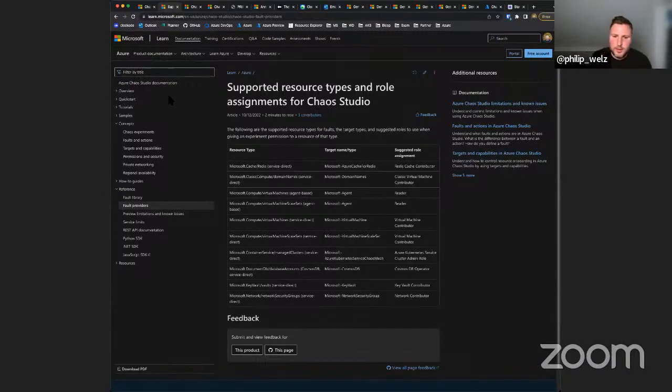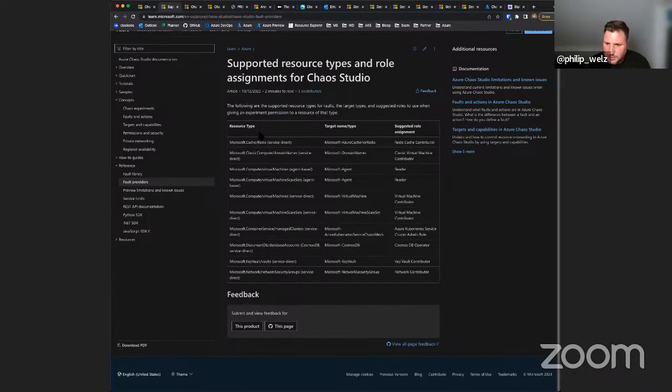documentation on Azure. We have good documentation here, and in the reference, we have these fault providers, which basically describe which services are supported at the moment. What we can see here is we have Azure Cache for Redis, we have DNS, domain names, and compute virtual machines, which need the agent. We have AKS, which will need Chaos Mesh. This we will showcase in the next episode. We have Cosmos DB, Key Vault, and network security groups.